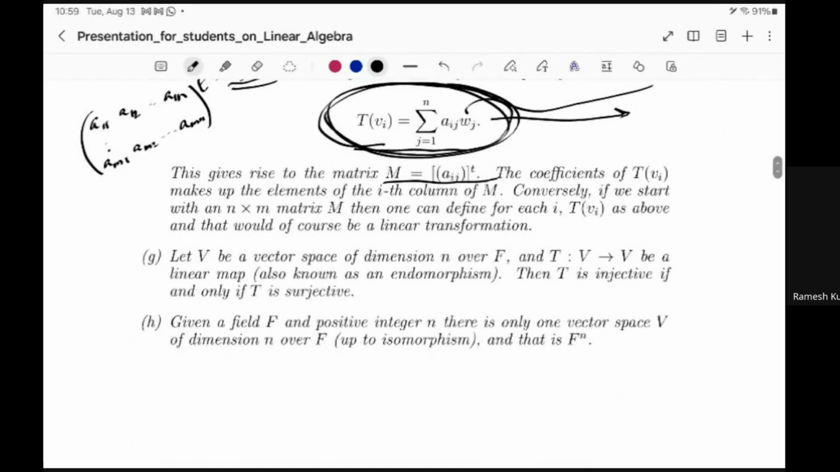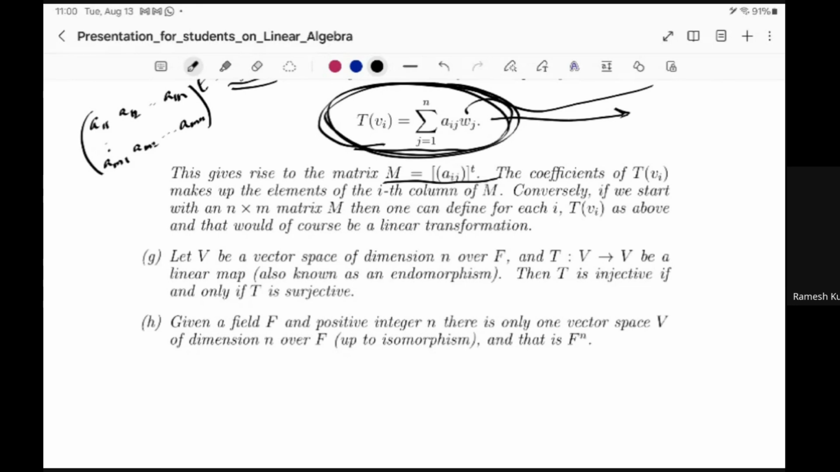Moving on, there are certain advantages if you are considering linear endomorphisms. Okay, let me define that term, linear endomorphism. We have defined epimorphism. We have defined monomorphism. What is an endomorphism? Endomorphism is when the domain and the codomain vector spaces happen to be the same. Okay, that is what is known as endomorphism.